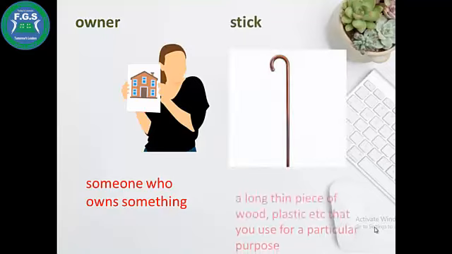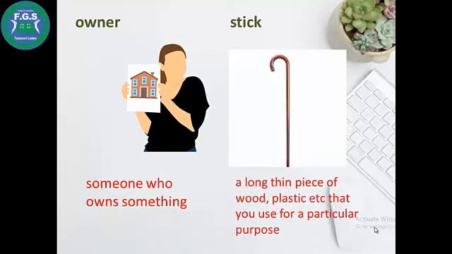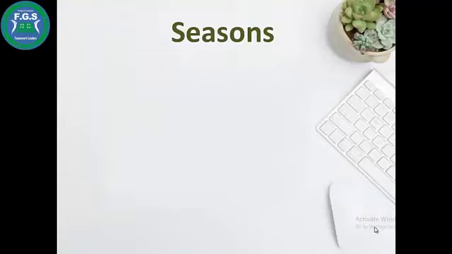Stick. A long thin piece of wood, plastic, etc. that you use for a particular purpose. A long thick piece of wood or plastic or metal that you use for a particular purpose. We call it stick. Now, with the seasons of the year, we have 4 seasons in the year.